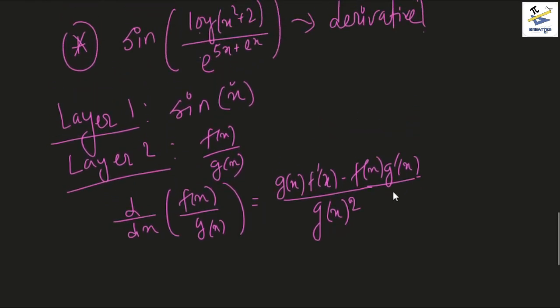What is layer number 3? So in f(x) there are two layers, right? f(x) has a layer which says that the inside function is x square plus 2. Similarly, g(x) has a layer which says that the inside function is e to the power 5x plus e to the power x. But these layers do not really matter because we already have an f(x) by g(x) thing here, so we are going to use them directly.